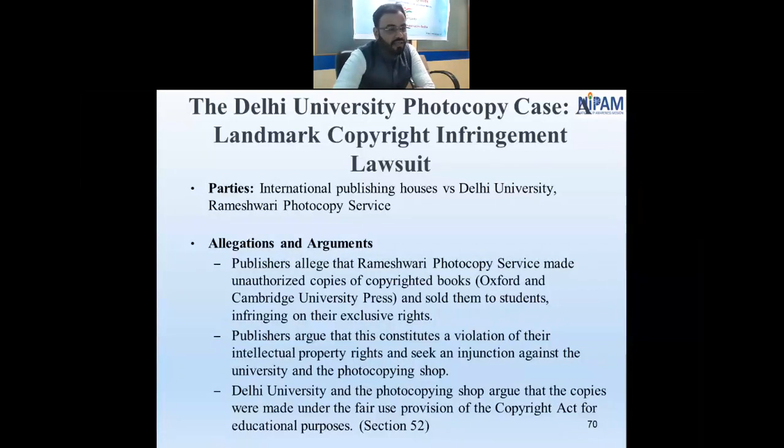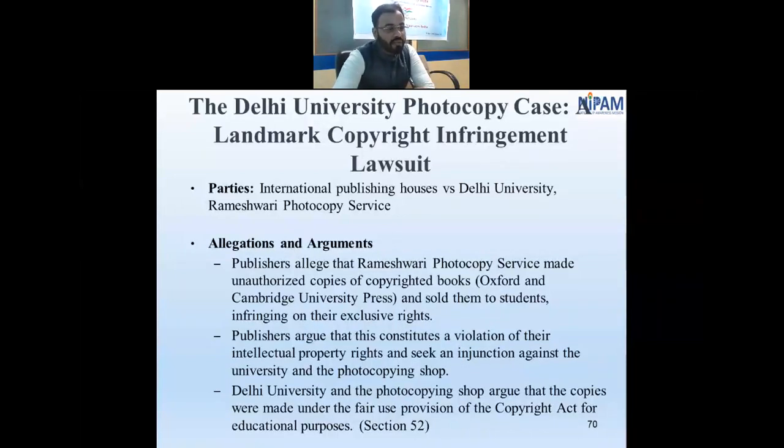Obviously, the international publishing house approached and filed a lawsuit against not only Delhi University but the photocopy shop as well. The publisher argued that this constitutes a violation of their intellectual property, and they asked for an injunction against the university and the photocopy shop. Delhi University and the photocopy shop mentioned that there is a special provision in the Copyright Act where fair use of copyrighted material is allowed for educational purposes.